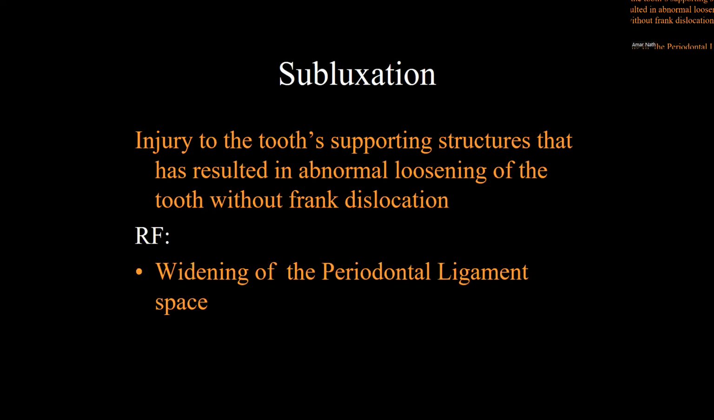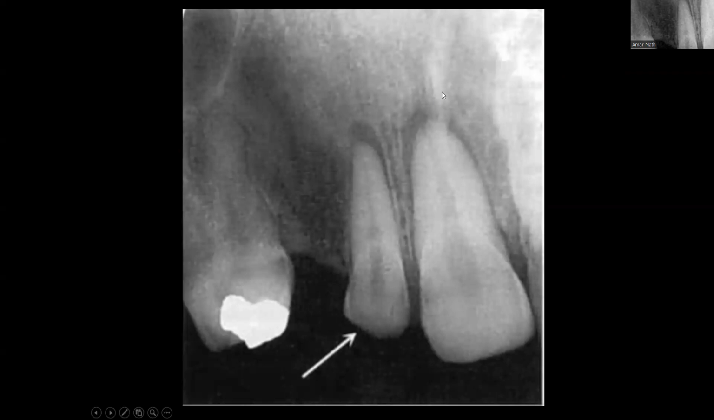Radiological features: mainly there will be widening of the periodontal space. See over here, you can see the subluxation. That is, the tooth slightly comes out from the socket, but not in a proper way. So the periodontal space has enlarged. You can see over here the apex. This is called subluxation.